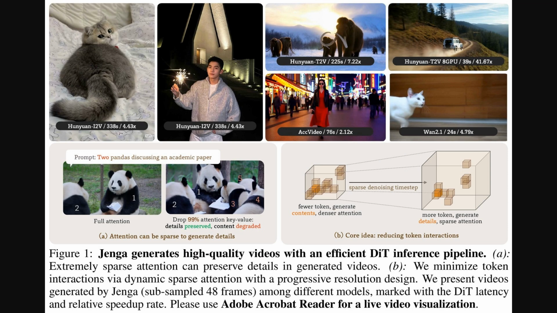Alright, so this first figure really gives us a great visual of what Jenga achieves. We see some impressive examples of high-quality videos, like a cat and even a woolly mammoth, alongside the significant speedups Jenga offers. Part A of the figure, with the pandas, makes the point that Jenga's intelligent, sparse attention aims to preserve details without the content degradation that naive heavy pruning might cause. Then, Part B shows its core idea of reducing token interactions. Tokens, which are small pieces of video data, are used sparsely in early denoising steps. That's the video refinement process, and more densely later for fine details. This progressive approach is key to Jenga's efficiency.